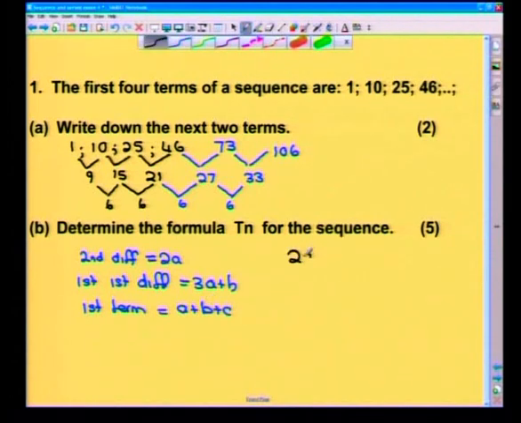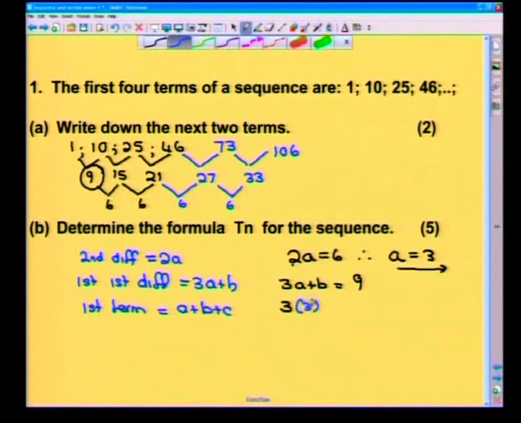That means that 2a would equal 6. Now, if that was so, do you agree with me that the a would equal 3? Because what I would do is I would divide both those sides by 2. Right, now if I go to my first difference, I know that 3a plus b will equal, and my first difference is 9. However, I know that a is 3. So I'm going to replace a with 3, plus b equals 9. So that's 9 plus b equals 9, and so b is 0. So now I've got my b value.